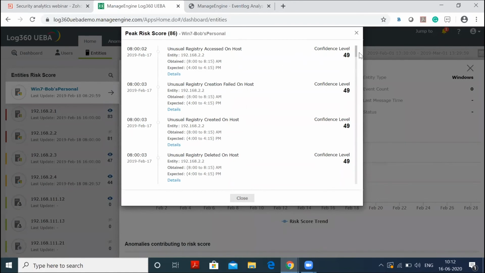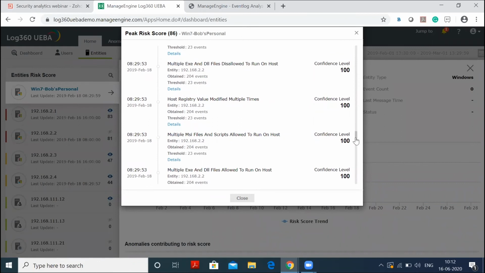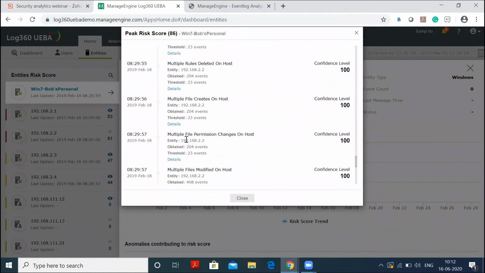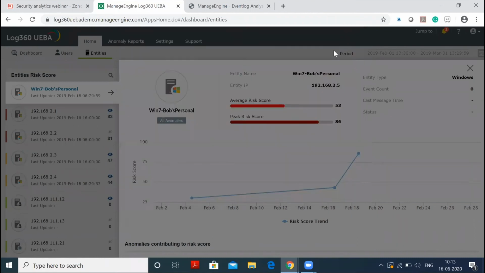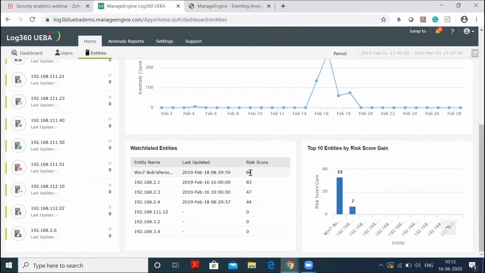You can see things like registry access, exe files and DLL files disallowed to run. You can see various different things that have happened, rules modified. You can see file creations, file permission changes, file modifications on the host. You can, again, as always, drill down to individual events and see the who, when, which, what. And you can investigate, you can watch list this user if you want to prioritize your investigation, and you can identify and mitigate the breach at an early stage, right?